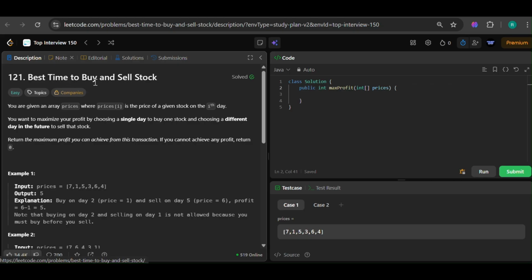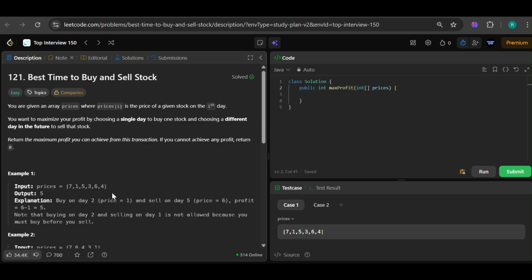In this video we are going to learn problem 121, best time to buy and sell the stock. Suppose we are given an array named prices, where prices[i] is the price of a given stock on the ith day. Let's see this example.